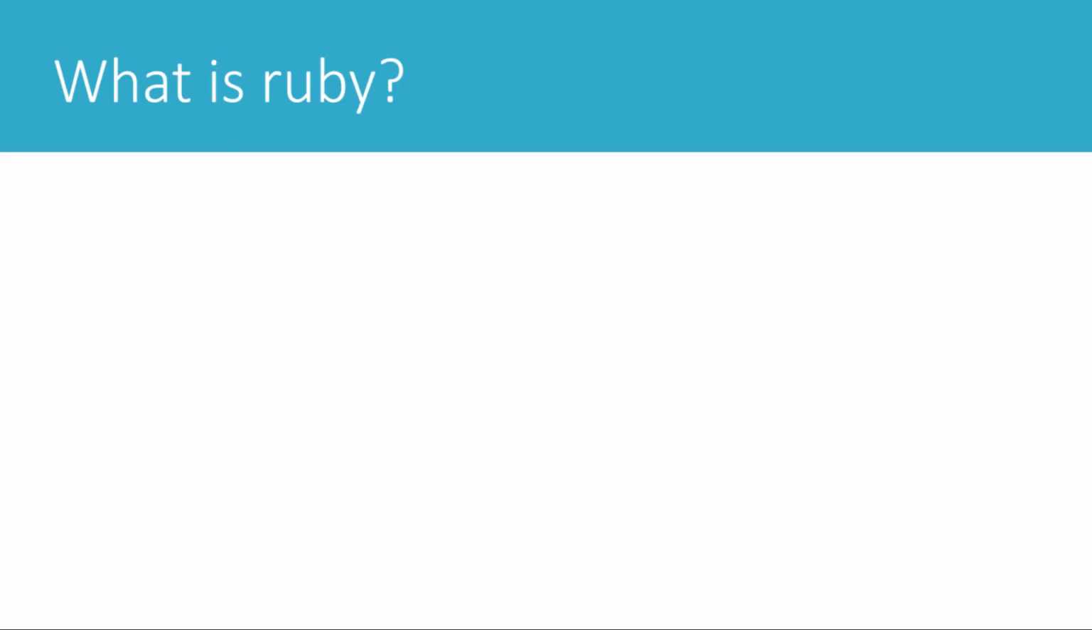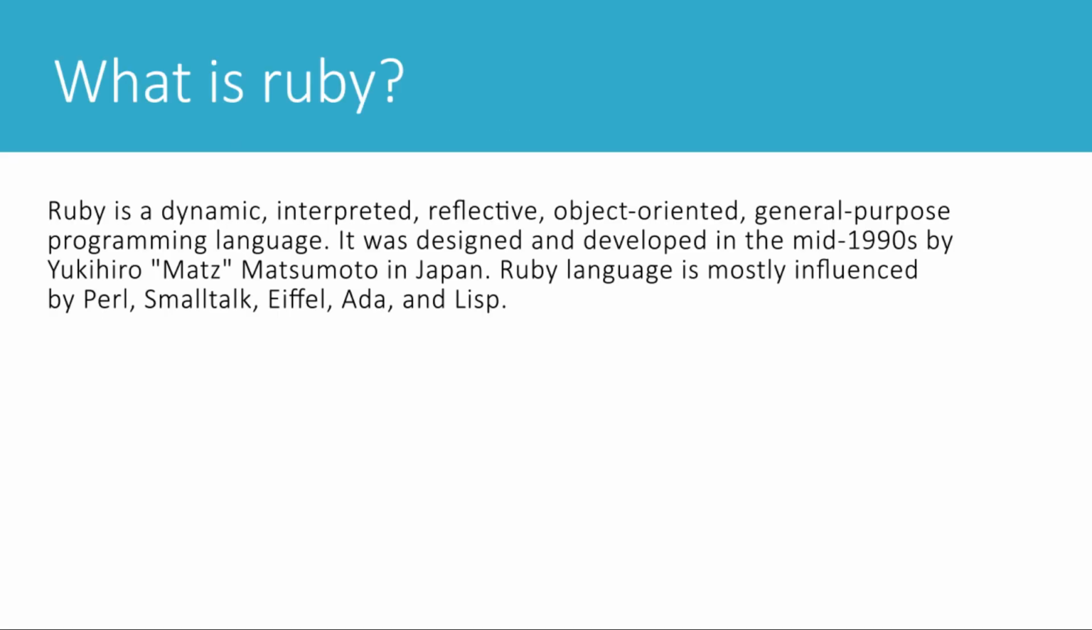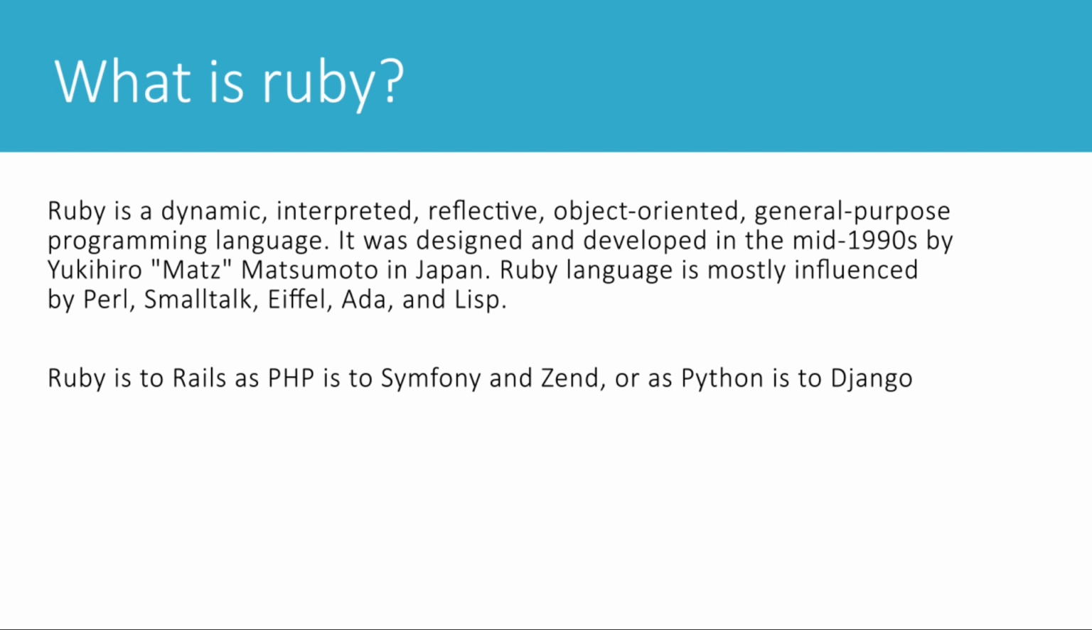Now, what is Ruby? Ruby is a dynamic, interpreted, reflective, object-oriented, general-purpose programming language. It was designed and developed in mid-90s by Yukihiro Matsumoto in Japan. Ruby language is mostly influenced by Perl, Smalltalk, Eiffel, Ada, and Lisp. Ruby is to Rails as PHP is to Symfony and Zend, or as Python is to Django.